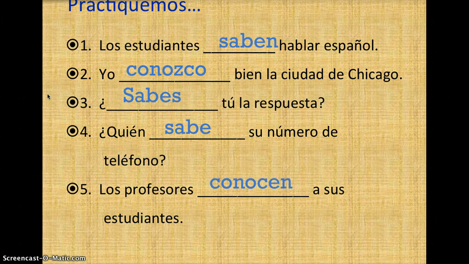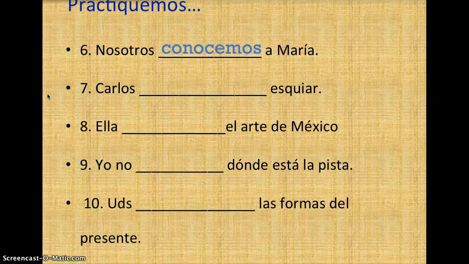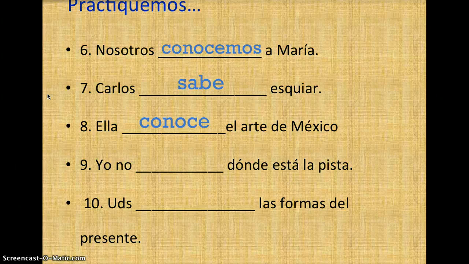Los profesores conocen a sus estudiantes. Nosotros conocemos a María. Carlos sabe esquiar. Ella conoce el arte de México. Yo no sé dónde está la pista. Y ustedes saben las formas del presente.